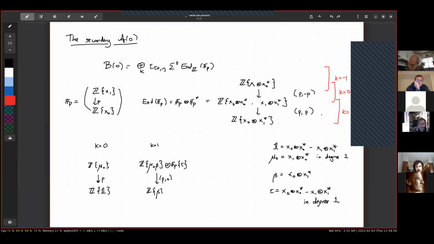And finally, there's k equals 2, where you get this modded out by p. This you can check should be equal to, well, the only thing that's left is tau beta. So it's like beta, but upstairs.